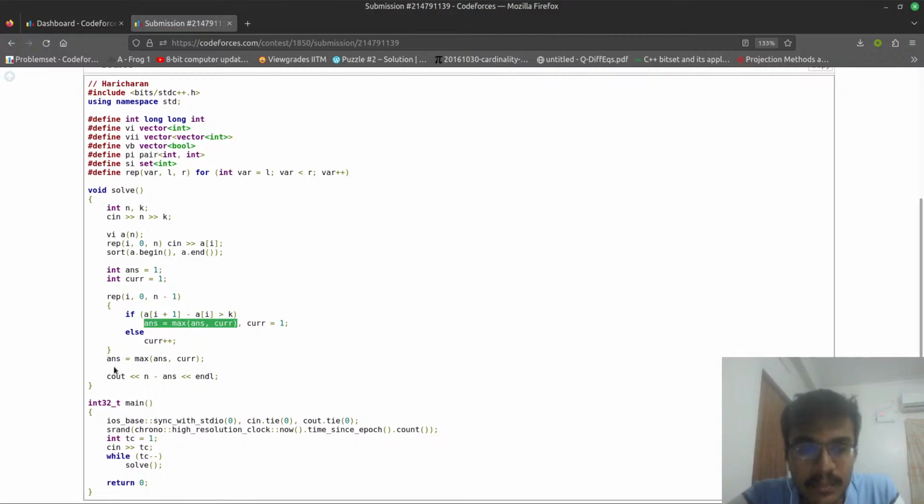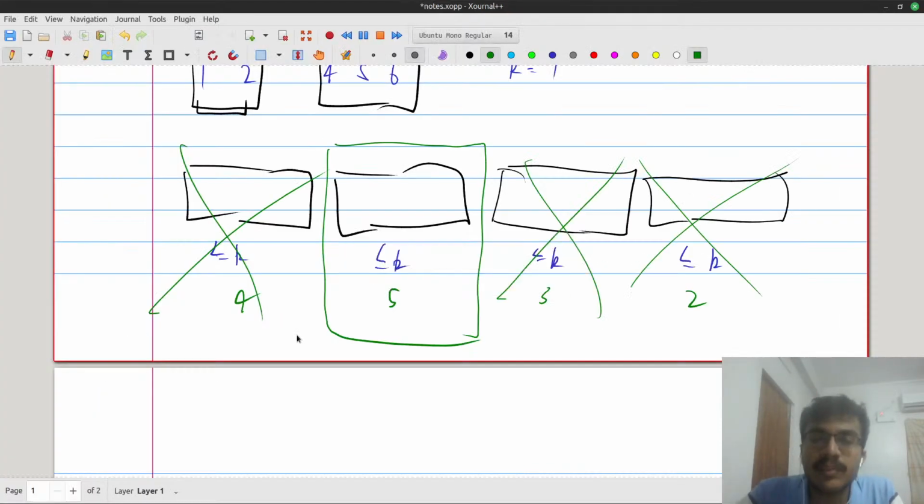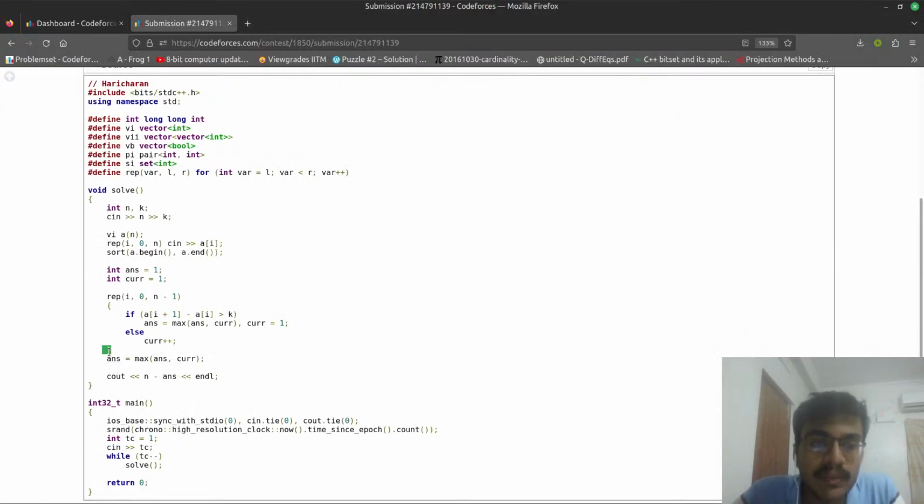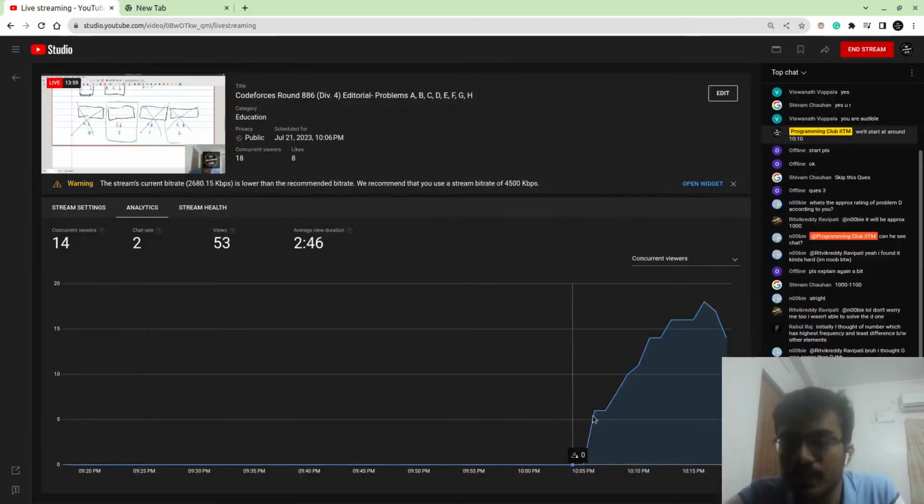I'm doing one more answer equals max of answer and current here, because the last subarray might not have been updated initially. And in the end I'm outputting the number of elements I have to delete, which is the total length of the array minus the length of the longest subarray. So does it make sense?